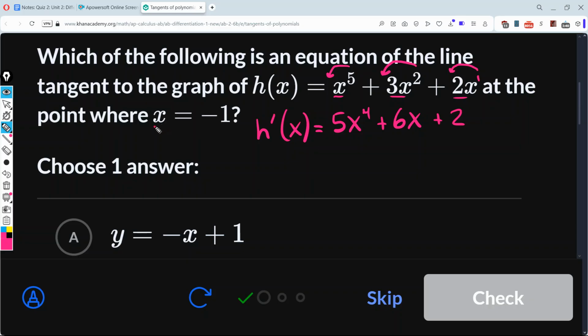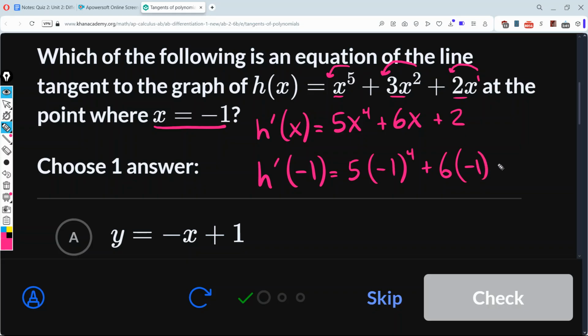We want the slope at x equals -1. So since we have h prime of x, we're going to do h prime of -1. That's going to be 5 times -1 to the 4th. We're plugging in -1 wherever you see an x. Plus 6 times x, but x is -1. And then plus 2.